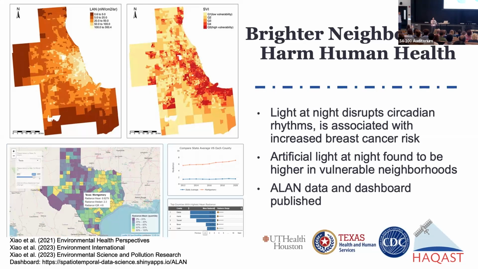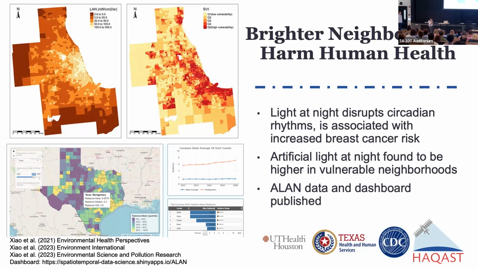So what we have done as part of the HAQAST program is that we take the satellite data as part of the Black Marble data suite developed by NASA, and we projected light data to the administrative unit in the United States. That means the census tracts and counties. And we have studied light at night in relation to disease risk. And as an environmental justice issue, that means in relation to social variables.